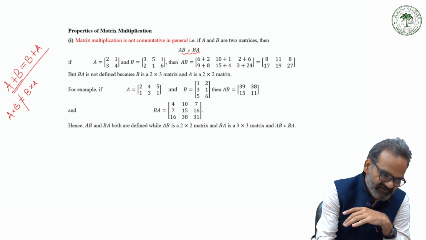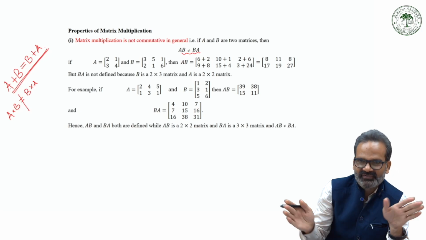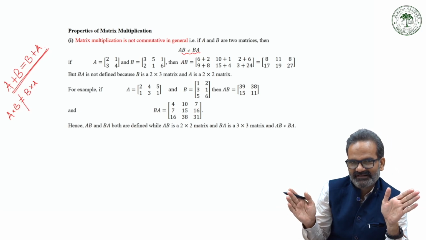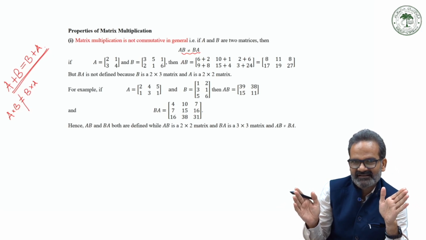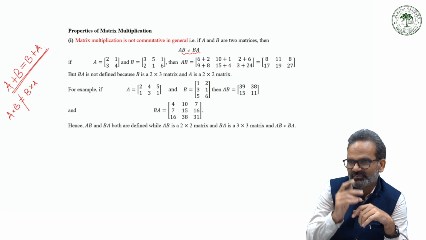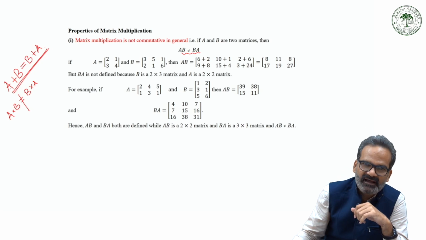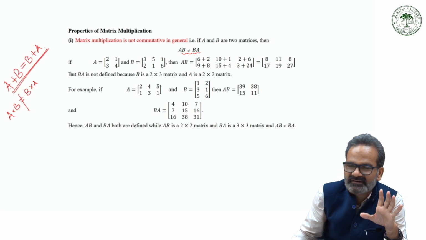But in case of addition, this property is true always. That is why we say matrix addition is commutative. But for multiplication this is not true always, so we say that matrix multiplication is not commutative.